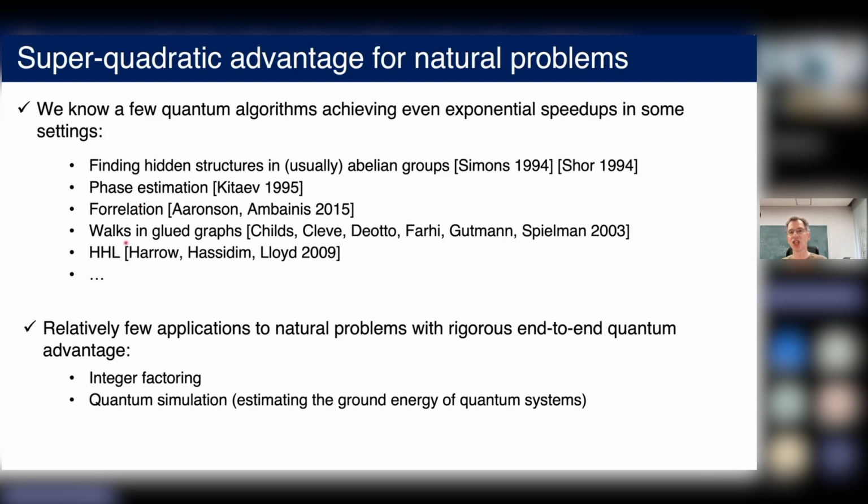It really assumes that you can access a function only as an oracle. HHL really makes strong assumptions on the way the input is given and the output is computed by the algorithm. You need to have the input as a quantum state, and the output will typically also be a quantum state. So if you really want to find a natural problem with a rigorous end-to-end quantum advantage, essentially the two main known examples are still integer factoring and some problems related to simulating quantum mechanics, like estimating the ground energy of quantum systems.